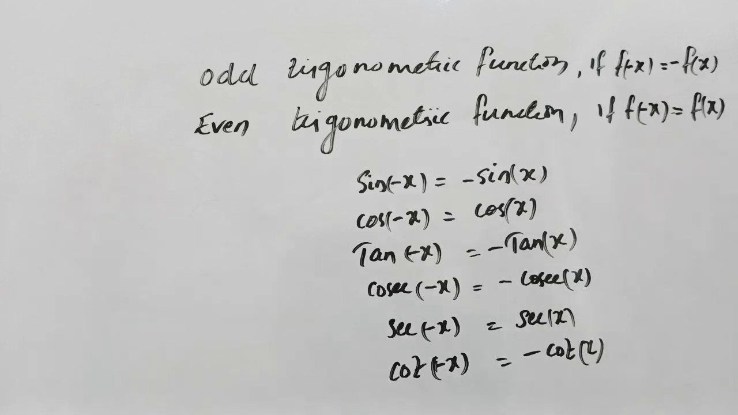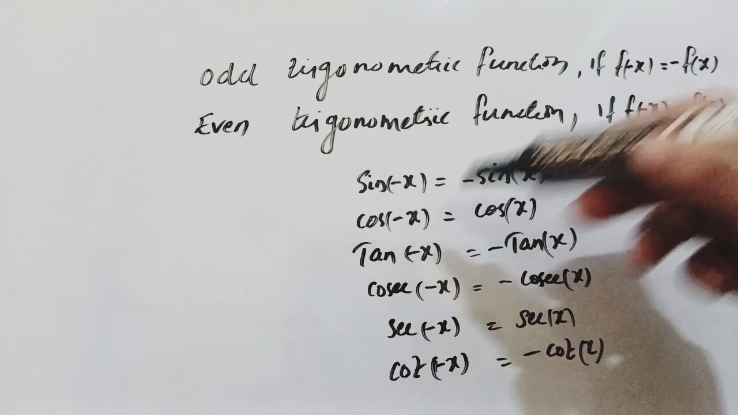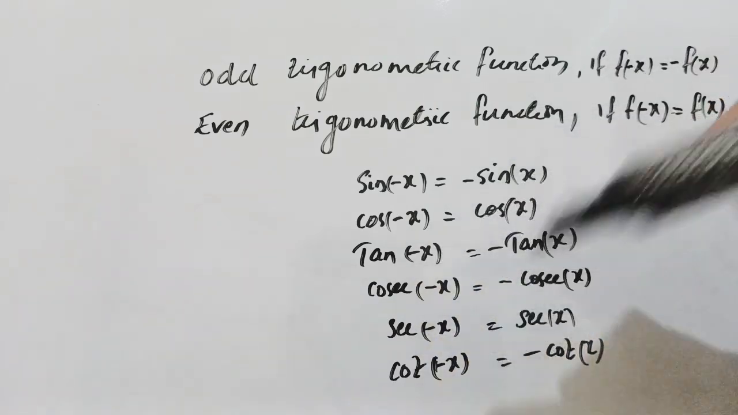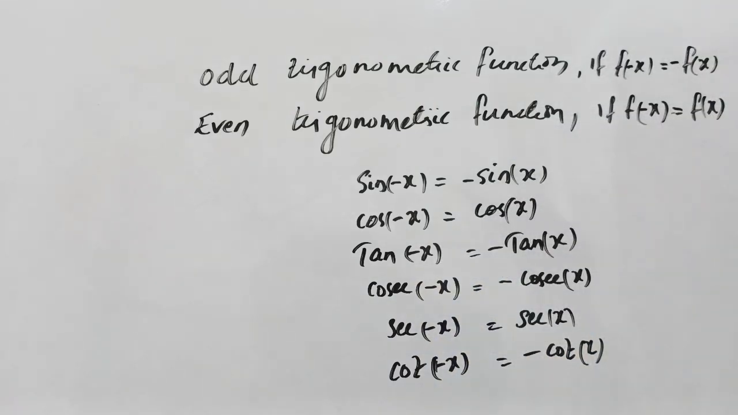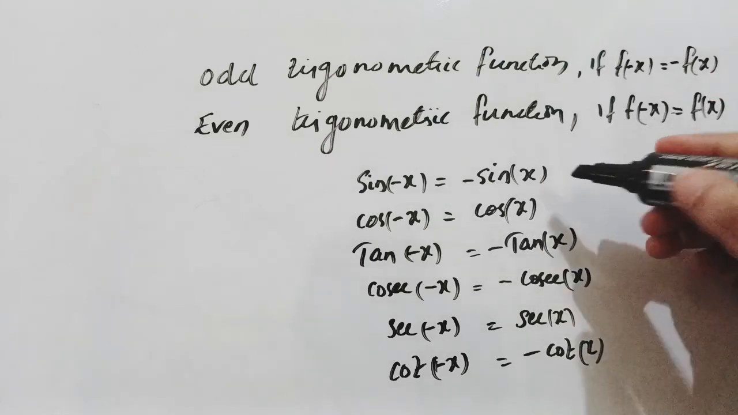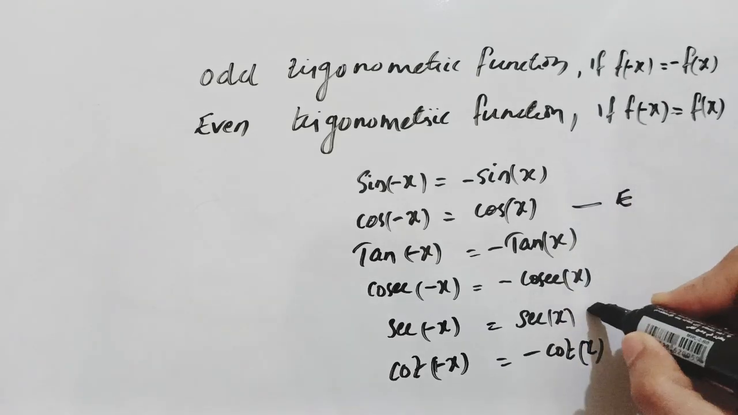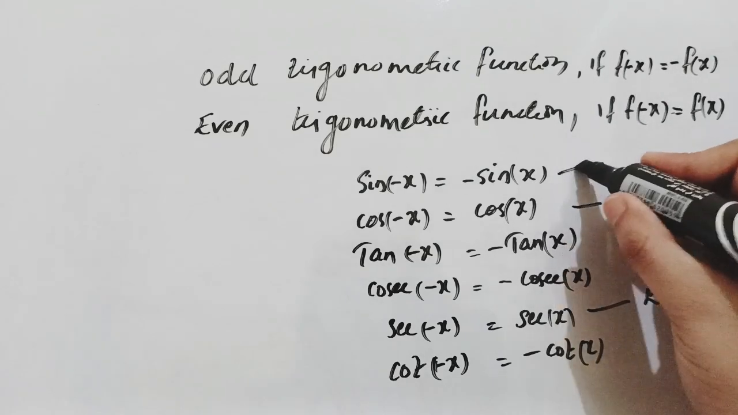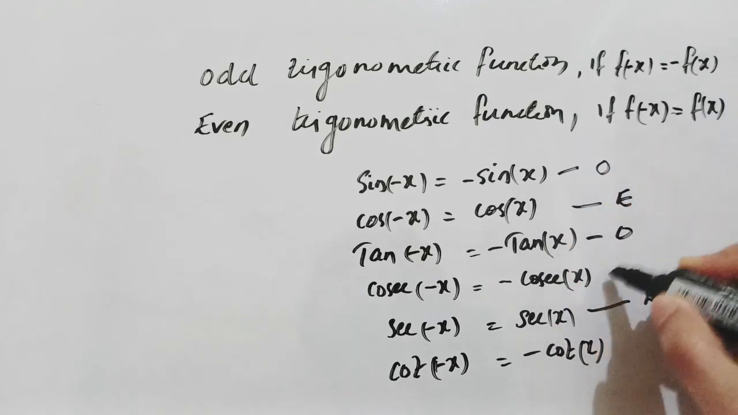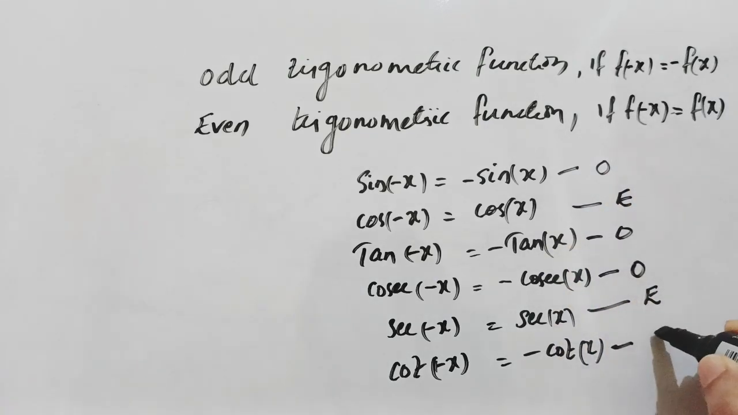Therefore, cos and sec are the even trigonometric functions, whereas sin, tan, cosec and cot are the odd trigonometric functions. Okay, we can say cos is even, and sec is even. All other functions are odd trigonometric functions.